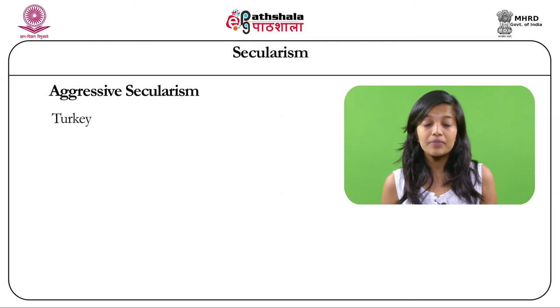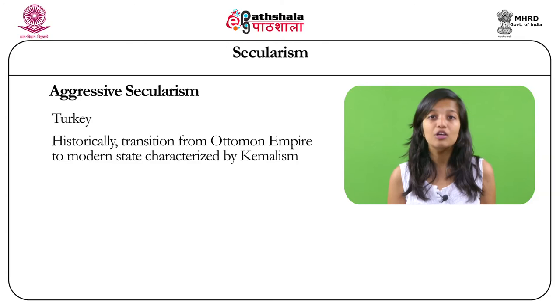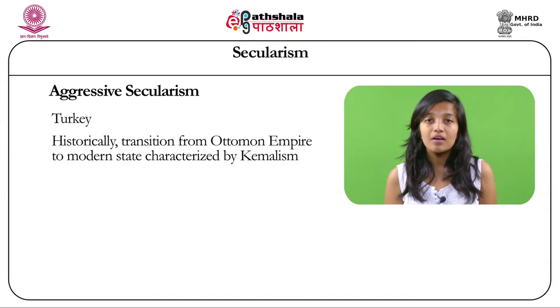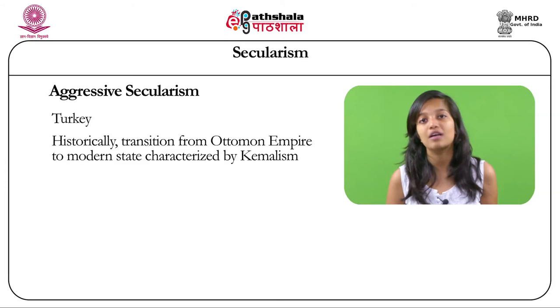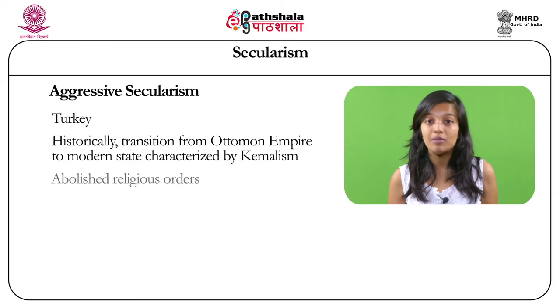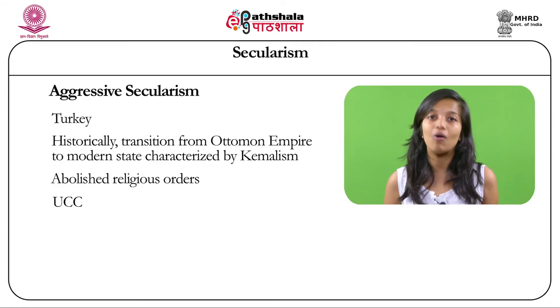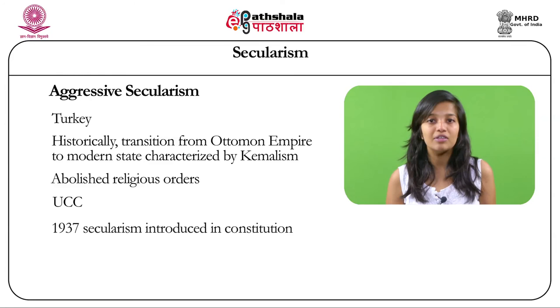Another situation or another country where we see an aggressive form of secularism is the case of Turkey. Historically, the transition that Turkey has made from the Ottoman Empire to the modern state was characterized by the philosophy of Kemalism. Kemalism is a modernizing force. What Kemalism sought to do was to create a more secular, modern Turkey, which was more akin to one of the Western countries that existed. What this entailed was the abolition of all religious orders, the creation of a uniform civil code that would govern all civil interactions, and further, the introduction eventually in 1937 of secularism within the constitutional framework.